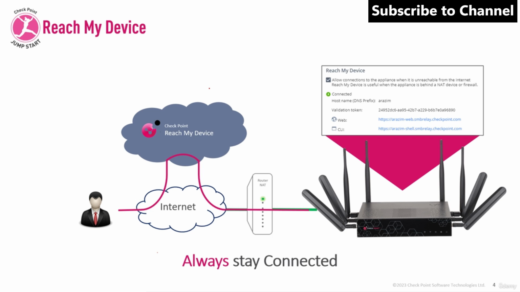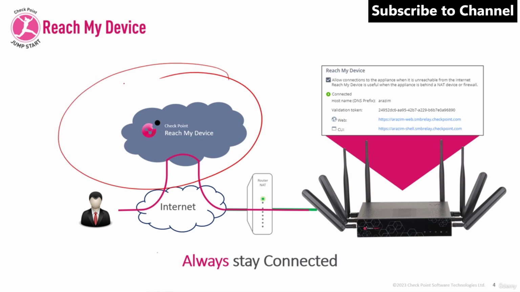This is done by tunneling the administrative UI or CLI connections through a Check Point cloud service. Such configuration is very useful in instances where the appliance is behind a NAT device or firewall and cannot be reached directly. In addition, the feature makes it easier to access an appliance with a dynamically assigned IP address. When the security gateway enables the Reach My Device service, an outgoing tunnel to the Check Point cloud service is established with the appliance IP address.